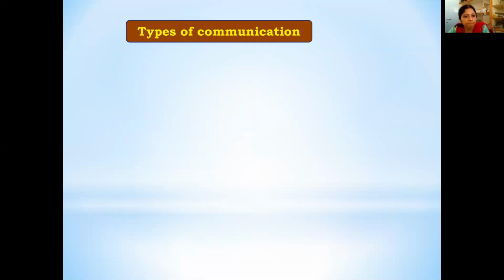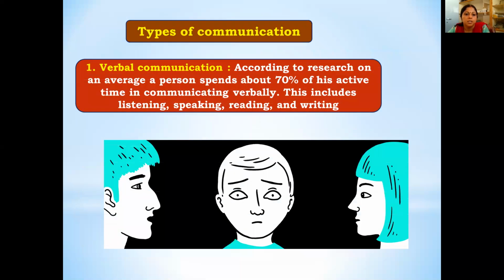And there are different types of communication. The first one is verbal communication, which you know from day-to-day life. On average, a person spends about 70% of his time in verbal communication. That includes listening, speaking, reading, and writing. That means we are presenting information in a verbal manner, where we are talking with our friends. Sometimes we may be busy writing, sometimes reading, or we may listen to our friends.